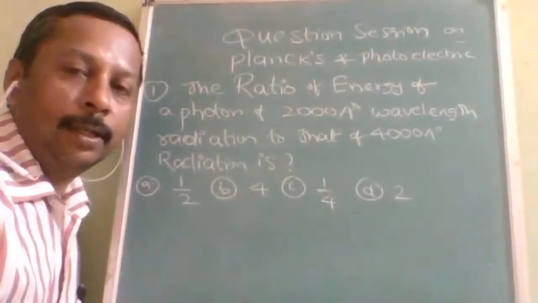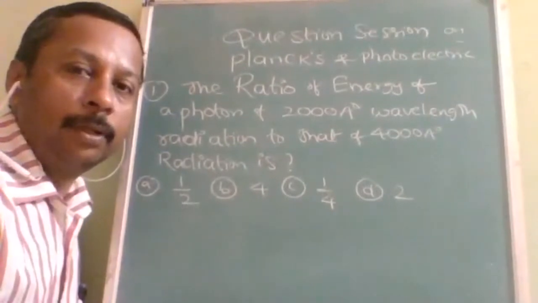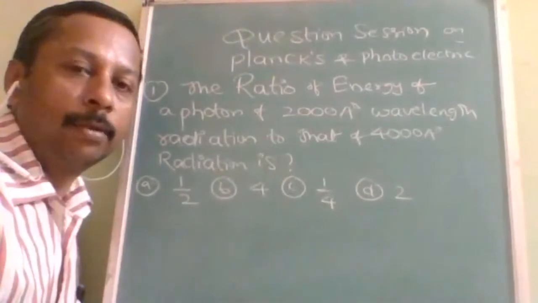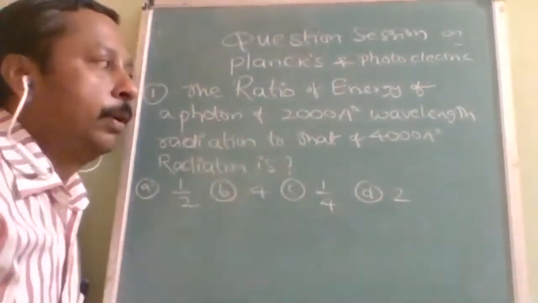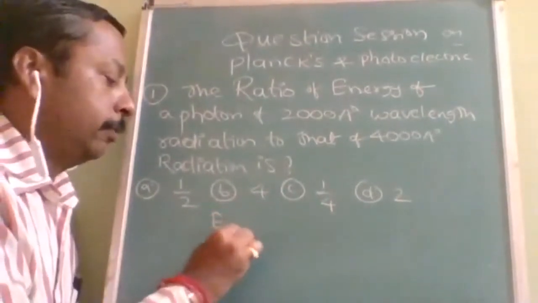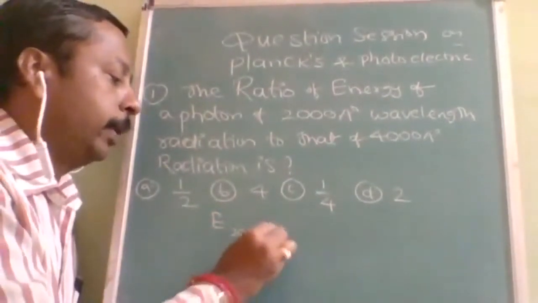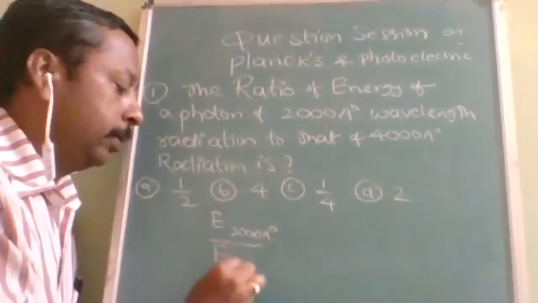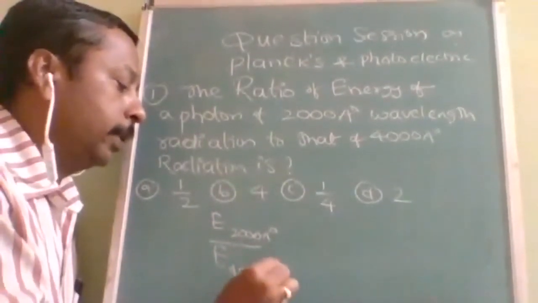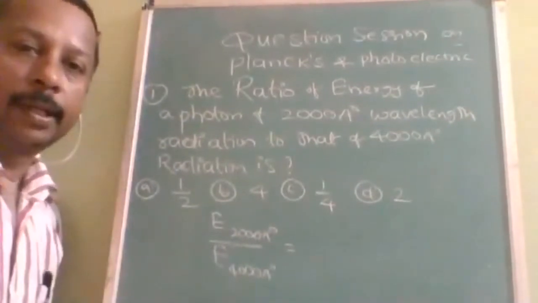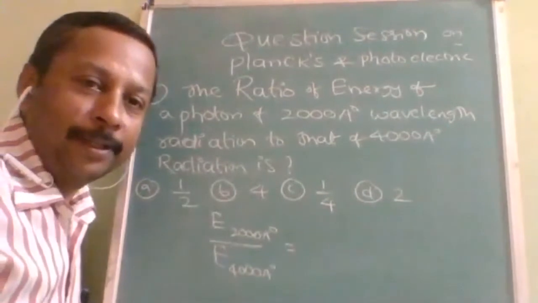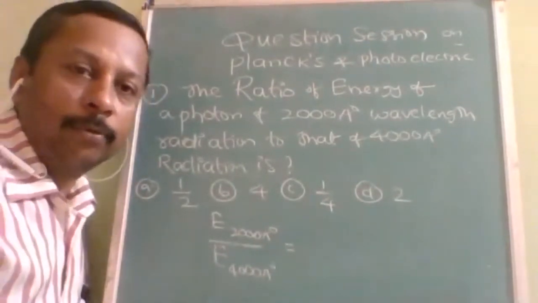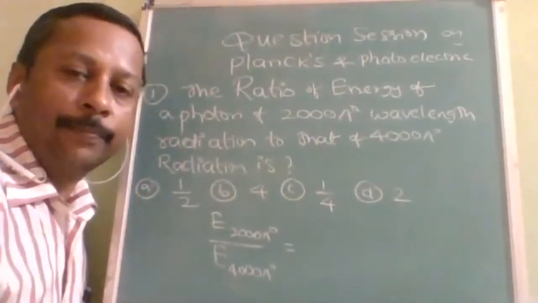First question: the ratio of energy of a photon of 2000 angstrom wavelength to that of 4000 angstrom wavelength. So we have to divide the energy of the 2000 angstrom wave by the energy of the 4000 angstrom wave. That ratio we have to give. Is it understood? Give it a try. If it is okay, then nice. We will improve the level of the question.